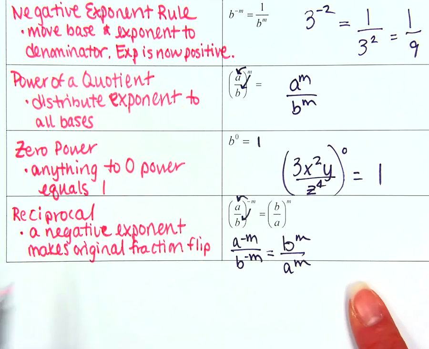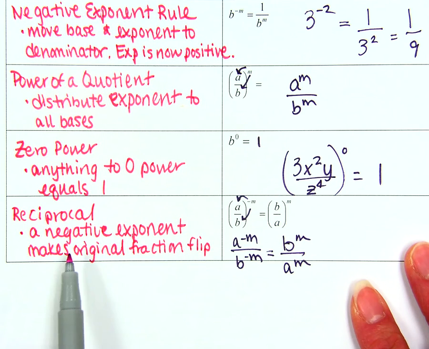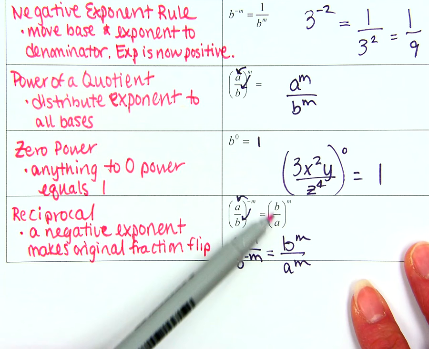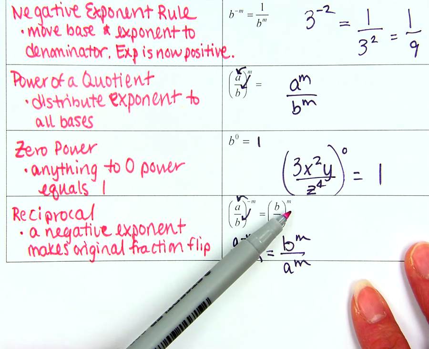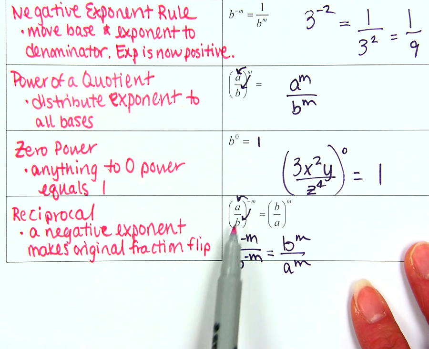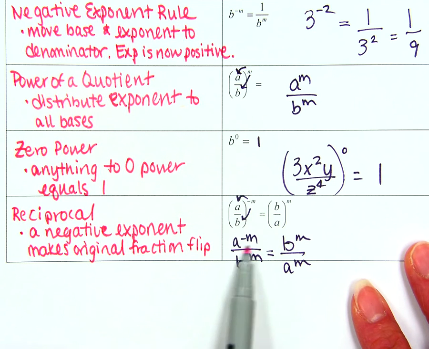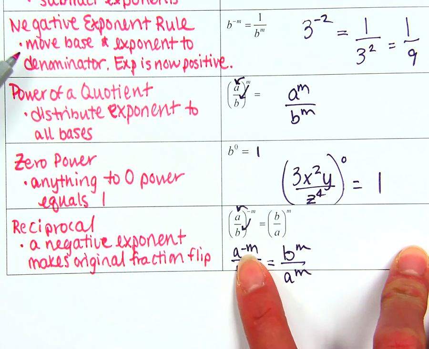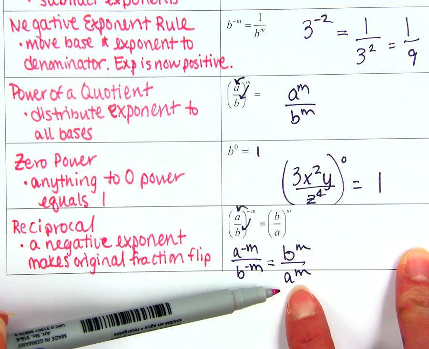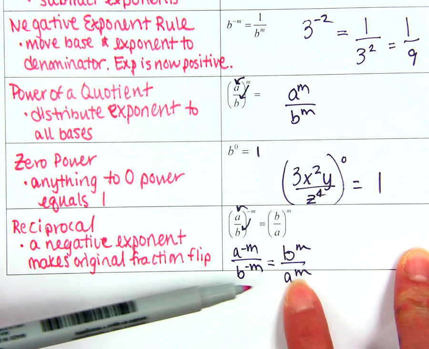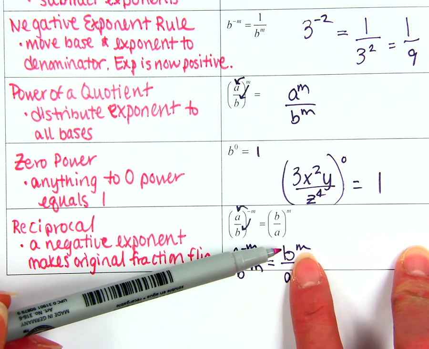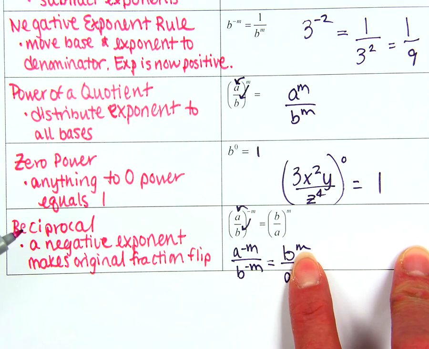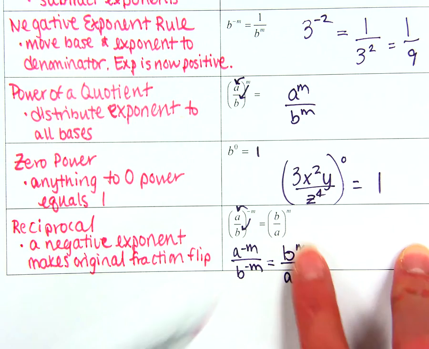All right, and then a reciprocal rule is if we have a negative exponent, basically it's the same thing as flipping the original fraction and making it a positive exponent. But the reason why that works is if we have a to the negative m, we can write that there, b to the negative m, we write it there, and then we would follow our negative exponent rule, which is up here. So if you see anything in the numerator, you move it to the denominator, and it becomes a positive exponent. If you see anything in the denominator, it moves to the numerator, and that changes to a positive exponent. And then this is equivalent to that.